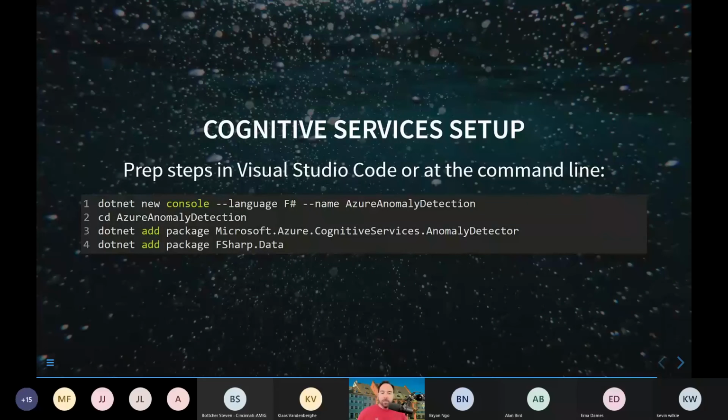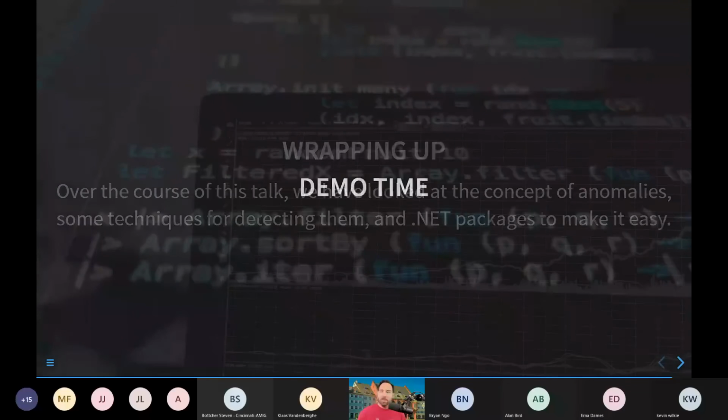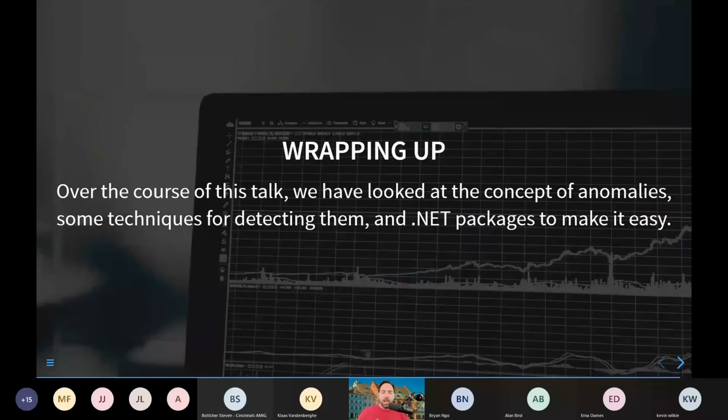By the way, if you want to create the package, we have this console, add Cognitive Services Anomaly Detector and F#.data, which I already talked through both of those. So we're ahead of the game, which is good because we're right at time, which means I need to wrap up. Over the course of this talk, what have we done?